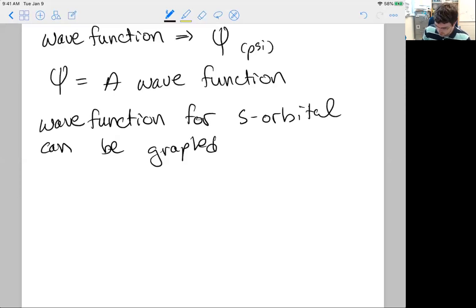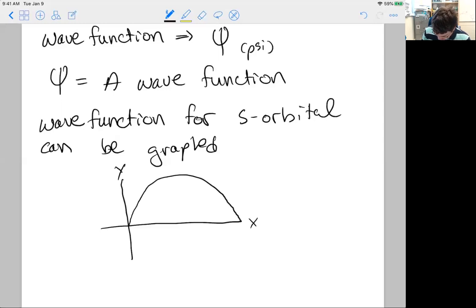Okay, so I'm just going to graph it on some traditional Cartesian coordinates where we have a y and an x. And then what it looks like is it just looks like a hump that starts at the origin, goes back, hits the x-intercept, and stops.